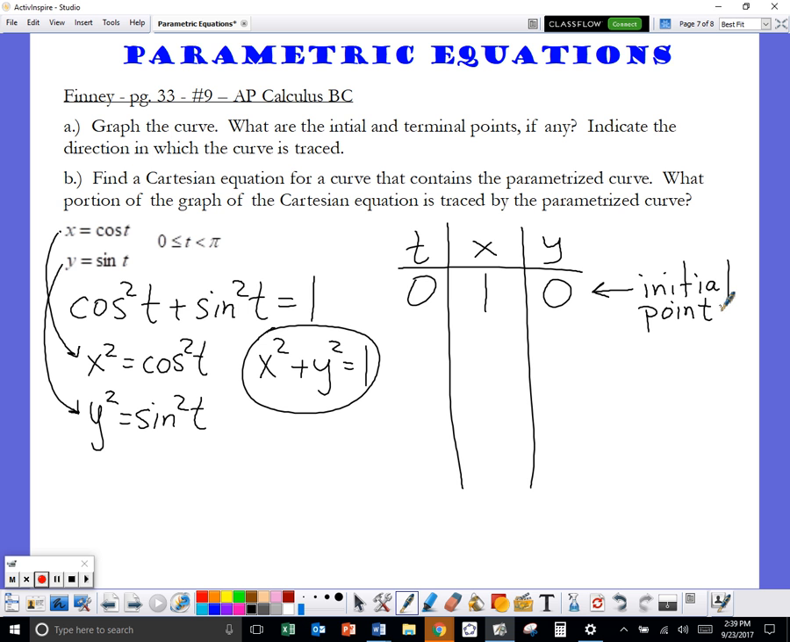And then choosing some nice values of t. I'm just going to choose pi over 4, pi over 2, 3 pi over 4. And finally, I'm going to choose pi, but according to this, we are not actually getting to pi. So that's what we're getting close to, but there'll be a hole in the graph. We won't quite make it there, which means we don't actually have a terminal point. If this was less than or equal to, then this value of pi would give us a terminal point. In fact, what I'll call it is a terminal hole.